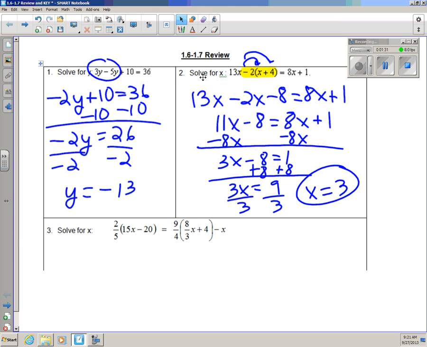Remember, you can check all of your answers. You should know whether your answers are right before you ever hand in your paper. So you can go back and do a check. Maybe grab a separate sheet of paper, plug in the x values wherever you see an x, or the y values wherever you see a y, and then find your answer.